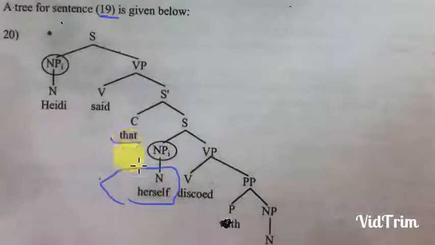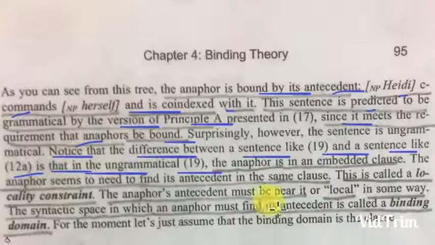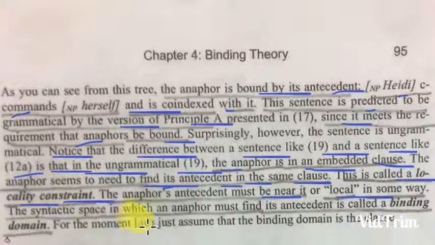in the ungrammatical sentence, the anaphor is in an embedded clause, that herself dissed Ward with art. The anaphor seems to need to find its antecedent in the same clause. This is called a locality constraint. The anaphor seems to need to find its antecedent in the same clause and not in the embedded clause. The anaphor's antecedent must be near it, or local in some way. The syntactic space in which an anaphor must find its antecedent is called a binding domain. For a moment, let's just assume that the binding domain is the clause.